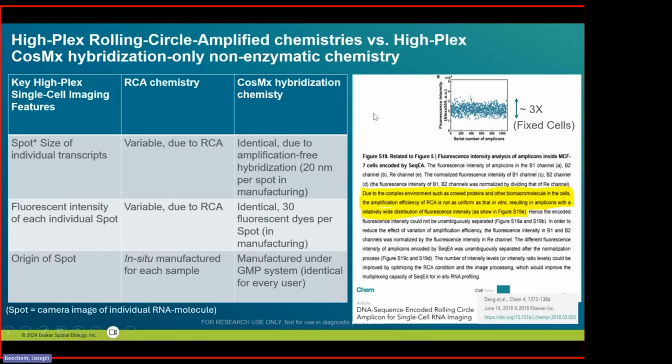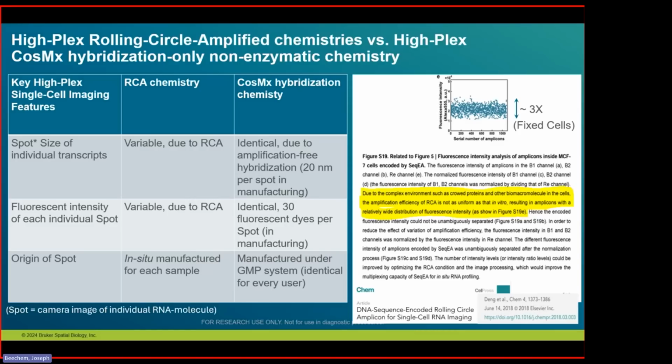And this was noted in the literature, so you don't have to take my word for it. If you look at the paper to the right, you can read there, due to the complex environment of crowded proteins and other biomolecules in cells, the amplification efficiency of rolling circle amplification is not uniform. And then they show the diversity of intensity of a typical RCA that you're doing on a cell in space. And the intensity fluctuation is about 3x. That means the intensity of your individual spots is going to vary by 3 times, depending on the efficiency of rolling circle amplification on the tissue.